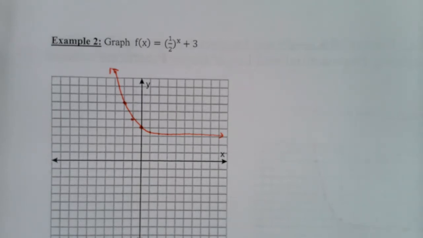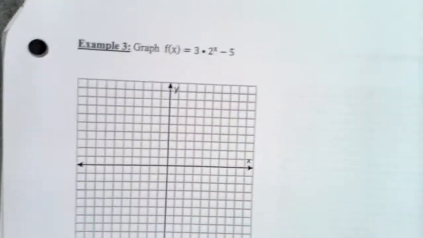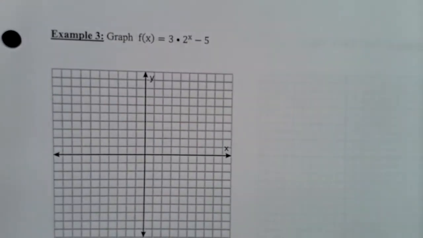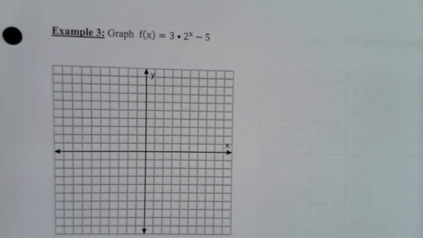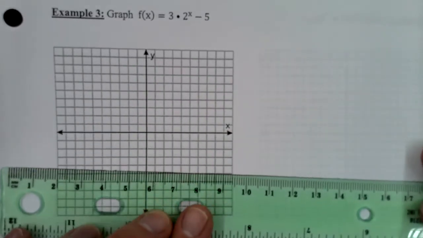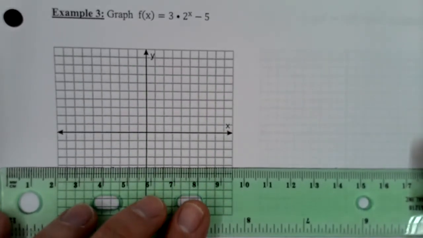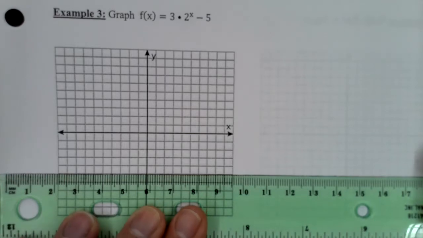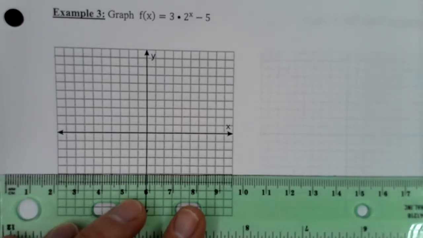One more exponential, and then we'll get to the logarithms. f of x equals 3 times 2 to the x minus 5. So what is the asymptote going to be? Think about it right now. Pause the video if you have to. But this one's being shifted down 5, so the asymptote's going to be at -5. Some people like to graph a dotted line there to help them know that's the asymptote. You can if you want. I'm not going to do that, though.